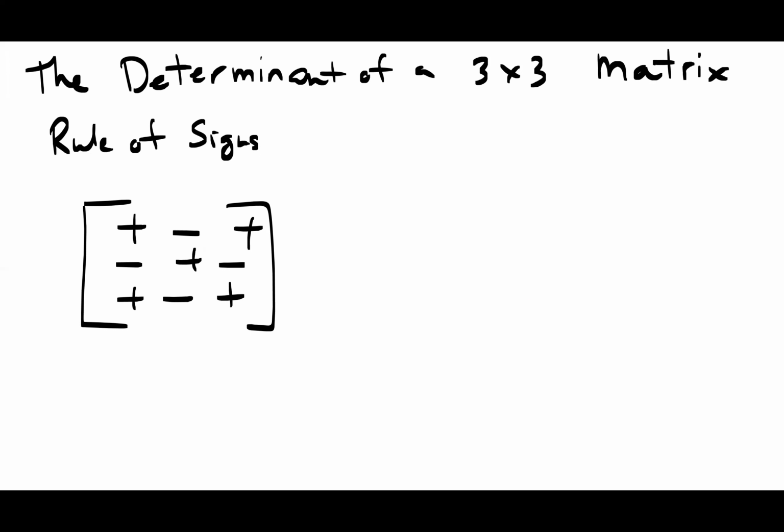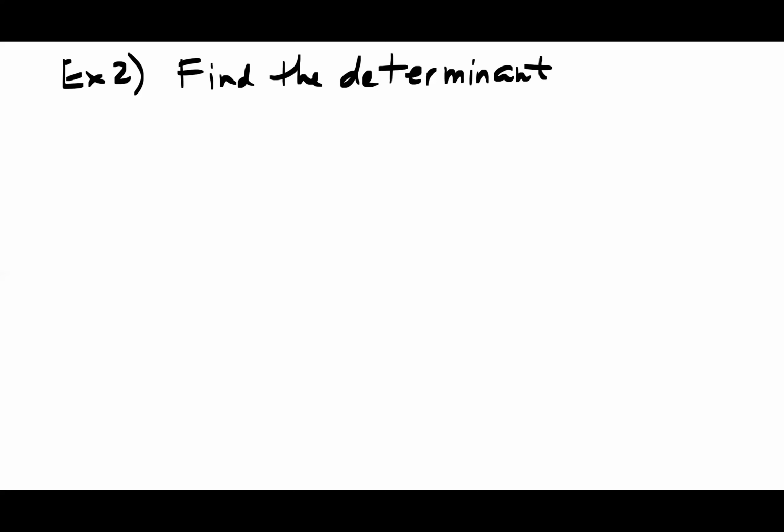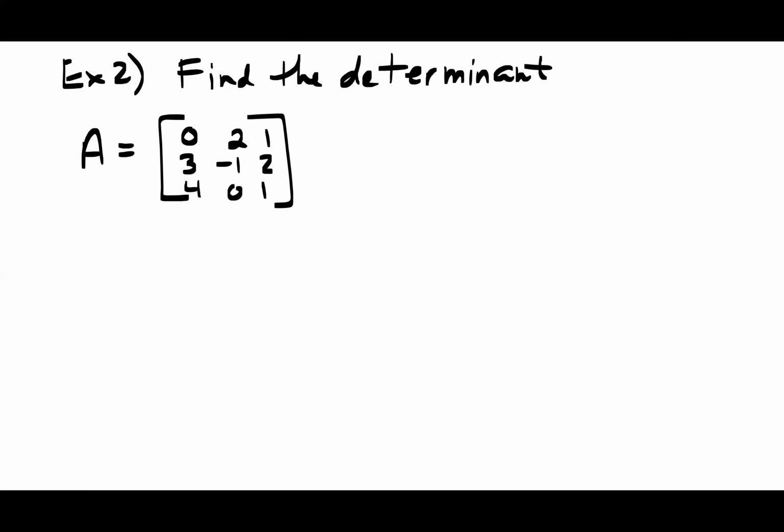Okay, so 2 by 2 is done. 3 by 3. Let's get a determinant of this guy. So then do you start from the top left corner and add that to 0 and then subtract as you go down? Getting close there, yeah. Here's our determinant right here. 0, 2, 1, 3, negative 1, 2, and 4, 0, 1.